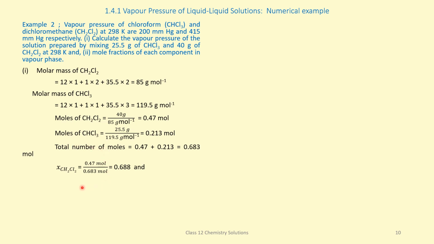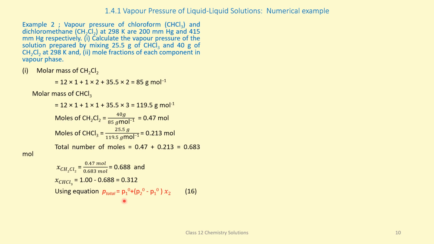Now we will calculate the mole fraction. X of CH2Cl2 is given by 0.47 divided by 0.683, that is equal to 0.688. Similarly, for CHCl3, the total of the solution is 1, so minus this 0.688 gives the mole fraction of CHCl3, that is equal to 1 minus 0.688, that is equal to 0.312.